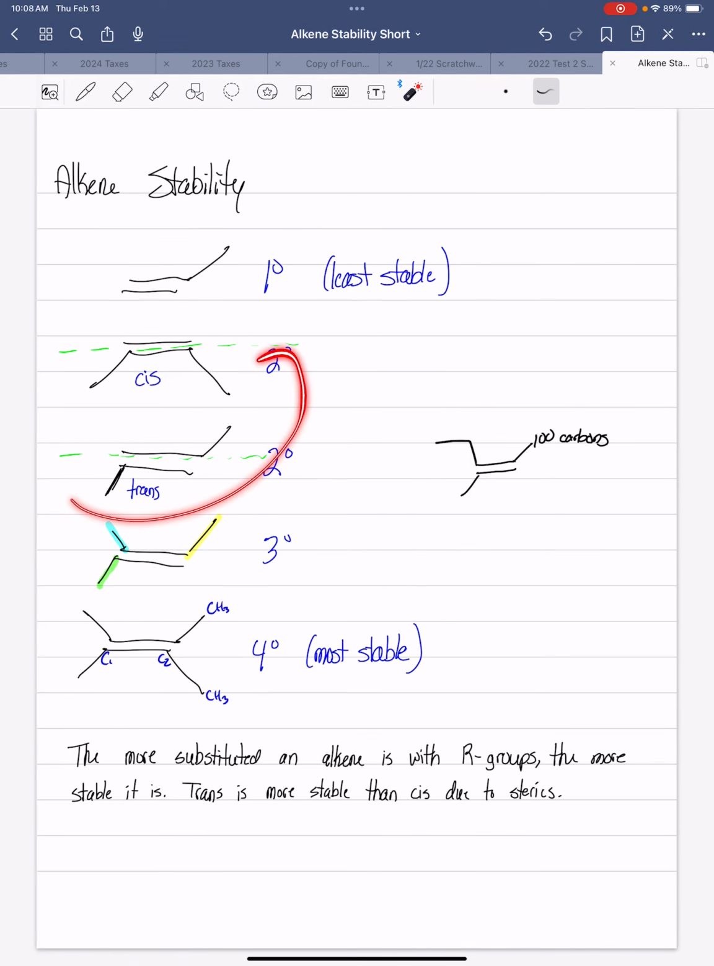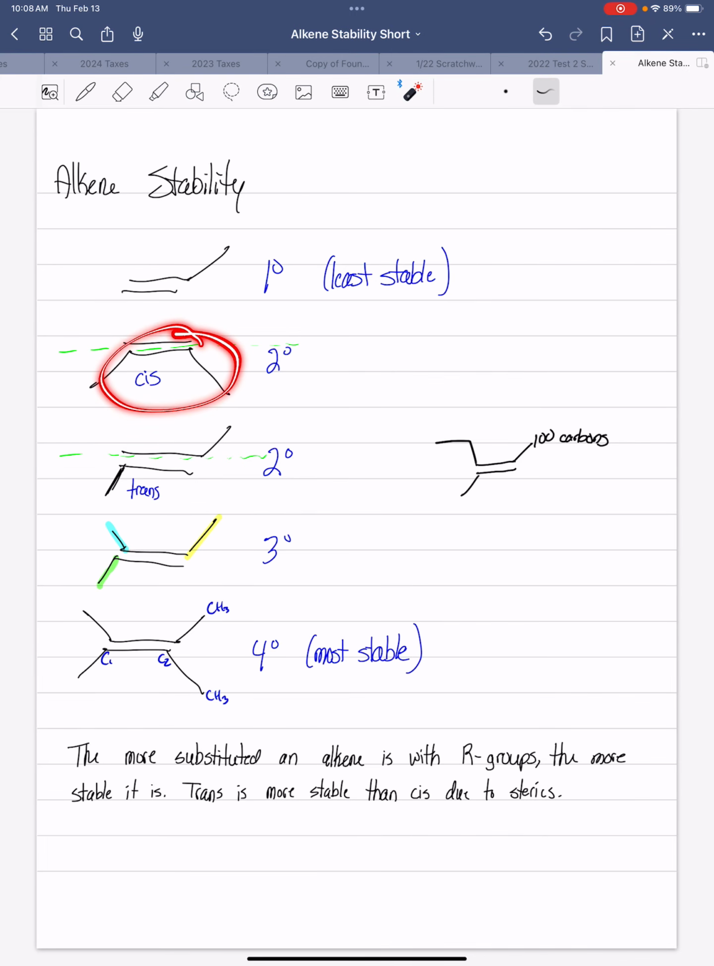When we compare these two di-substituted alkenes, the trans will be more stable than the cis. This is due to a very important theme called steric hindrance. Remember that these methyl groups here and here are sp3 hybridization, so they occupy three-dimensional space.